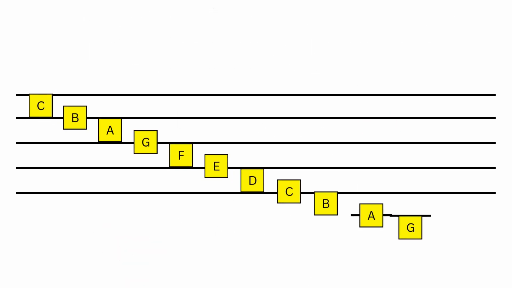So if I told you the top space of this staff was C, then the line below that would be B, then the space below that would be A, the line below that is G, because G comes before A in the alphabet, and so forth. And again, when we get to the bottom, we can keep going, we just have to draw extra lines. So let's do a little practice with this.